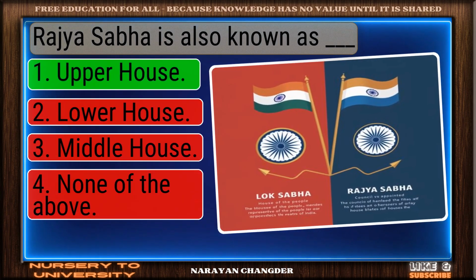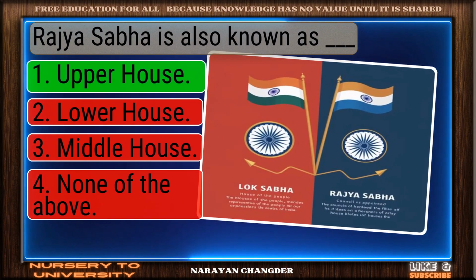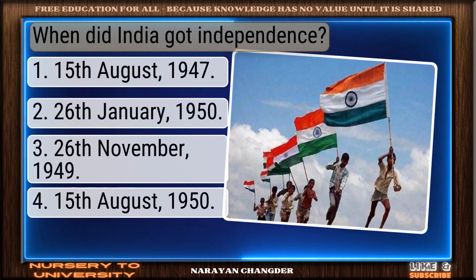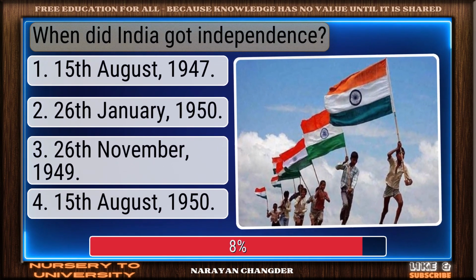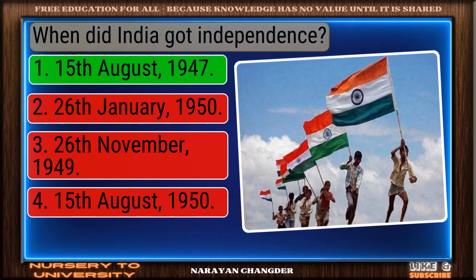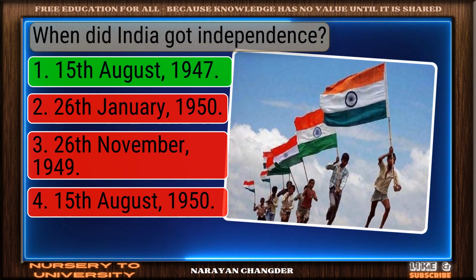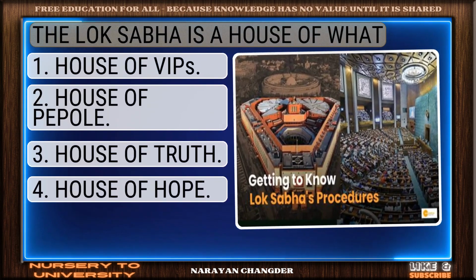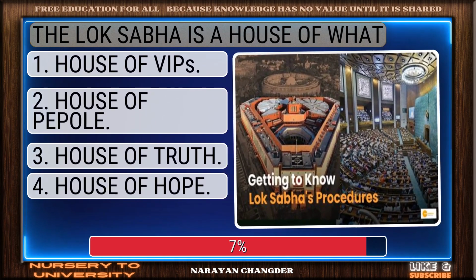Great thinking. Upper house is the right choice. Question number 191. When did India get independence? You got it. Your choice 15th August 1947 is right. Question number 192. The Lok Sabha is a house of what?